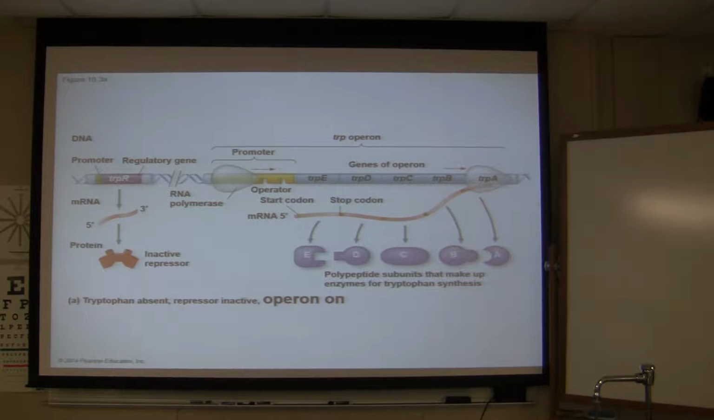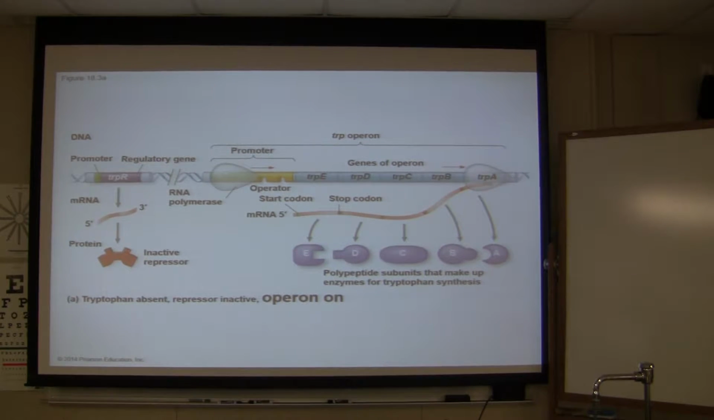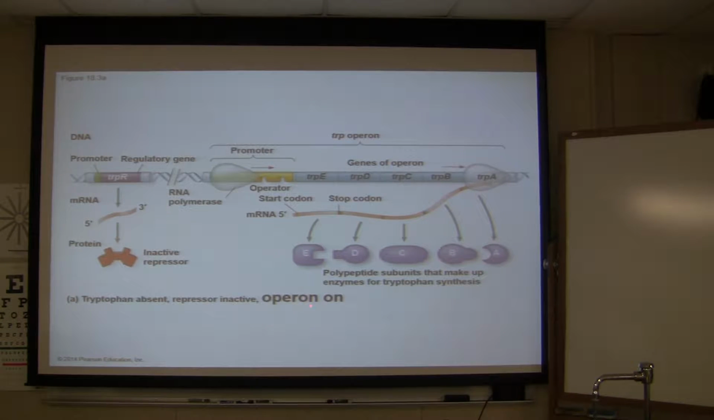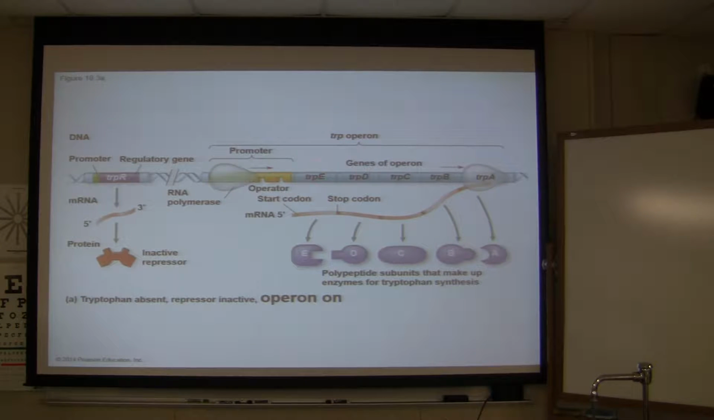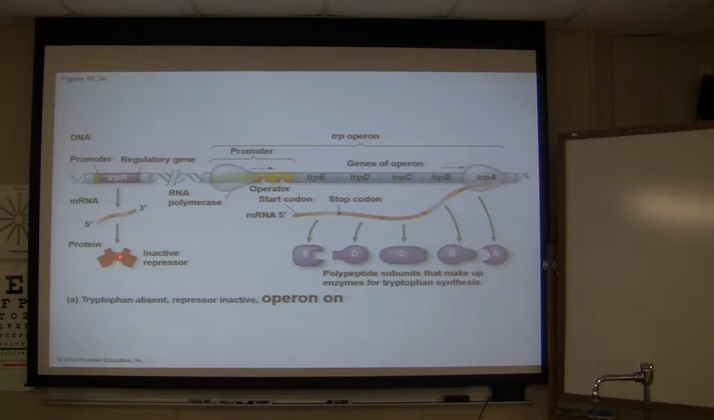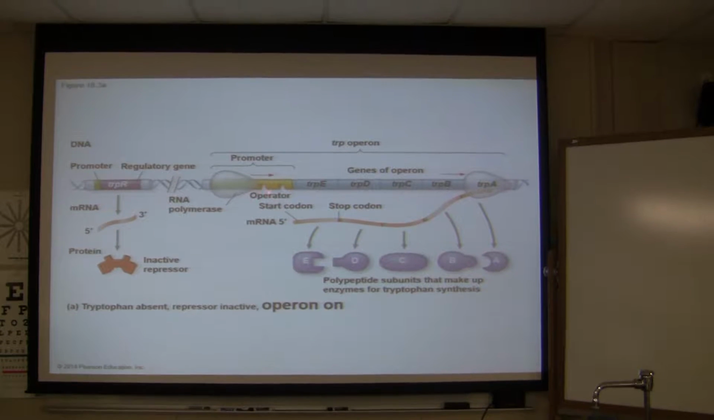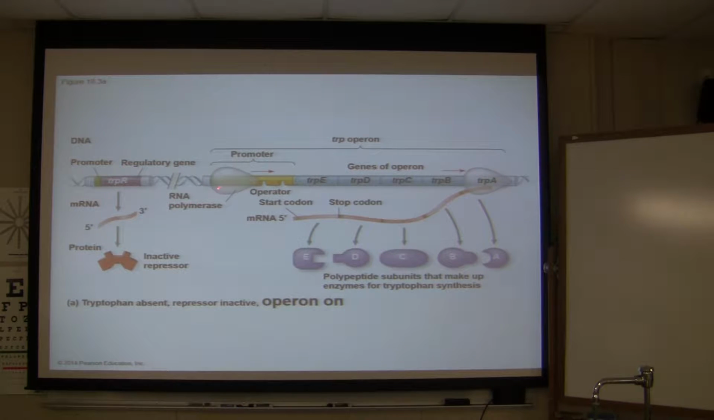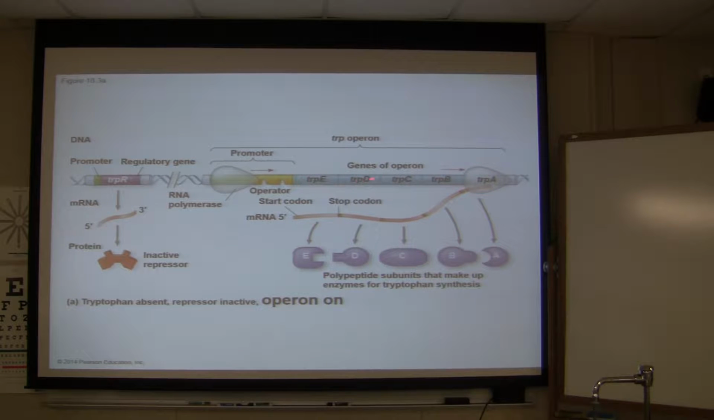Okay, so let's go back. I showed you that picture, and I say the operon is on. This operon is on when the repressor is not active and does not attach to the operator. The yellow one is called the operator. And then, of course, the RNA polymerase can go through and make, this is DNA, right?